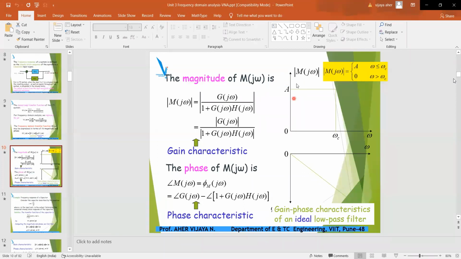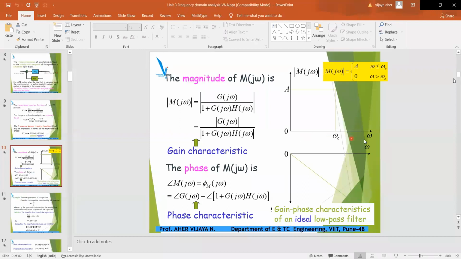On the y-axis I have taken the mod of M(jω), and on the x-axis I have taken frequency ω. So you can plot this response like this. M(jω) is equal to A, where A is a constant, that is, the amplitude of your circuit. So the mod of M(jω) on the y-axis is equal to A, when ω is less than or equal to ωc.